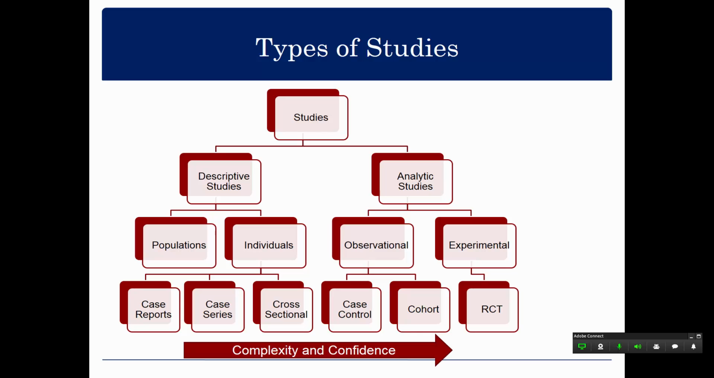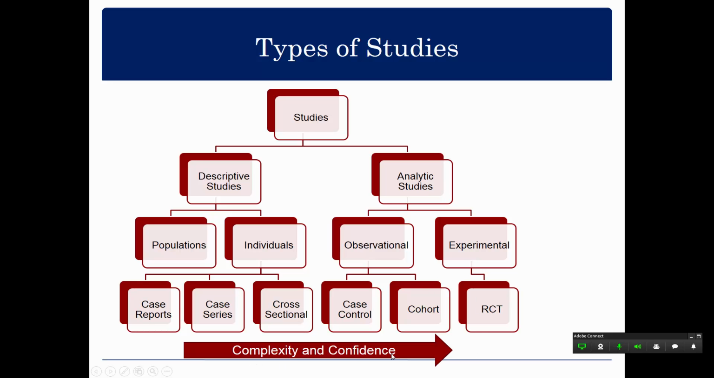There is overlap. You might test hypotheses in a cross-sectional study. I'm not saying that you shouldn't do that. It's just that the strength of evidence, in terms of confirming a hypothesis, is really out here on the right, when a lot of the protections are put into place.